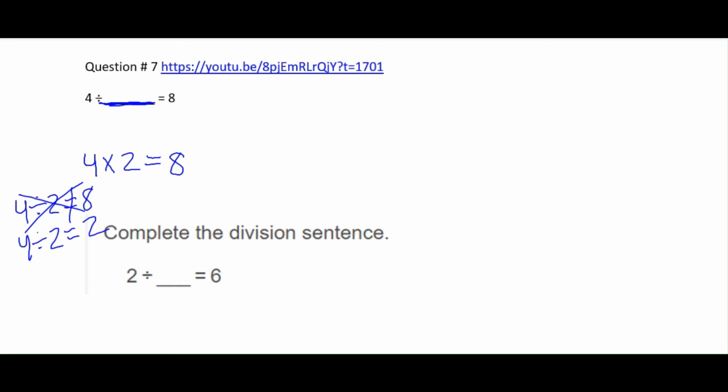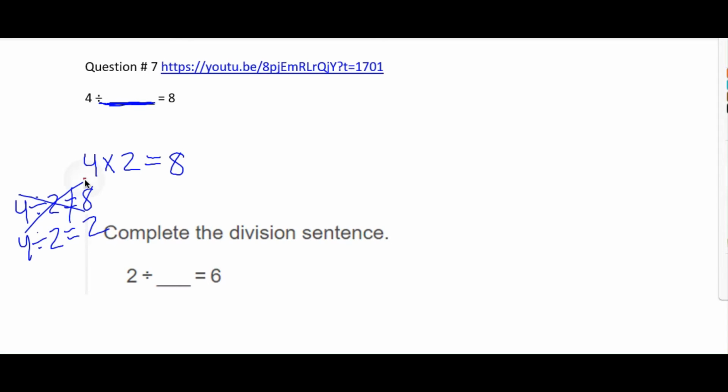So what you have to do in order to figure this problem out, you can open up the model and use it to see what you're making groups of, or you should know that dividing by a number is the same as multiplying by the reciprocal of a number, and multiplying by a number is the same as dividing by the reciprocal of that number.